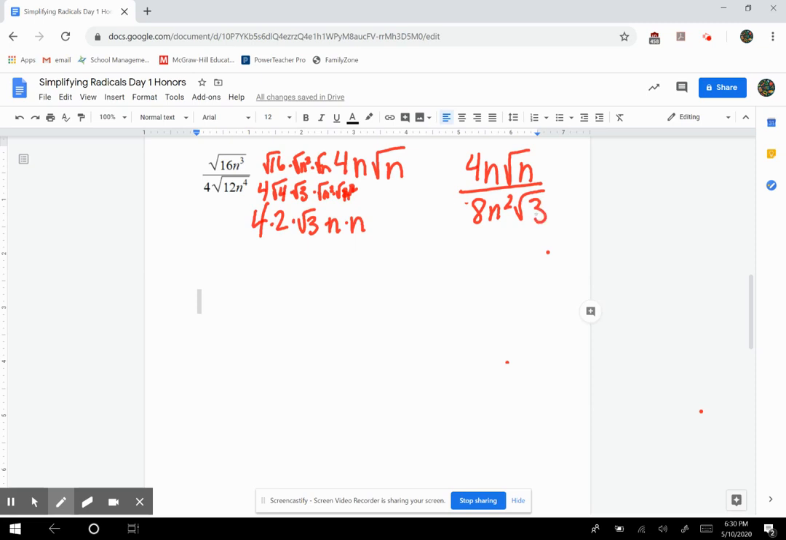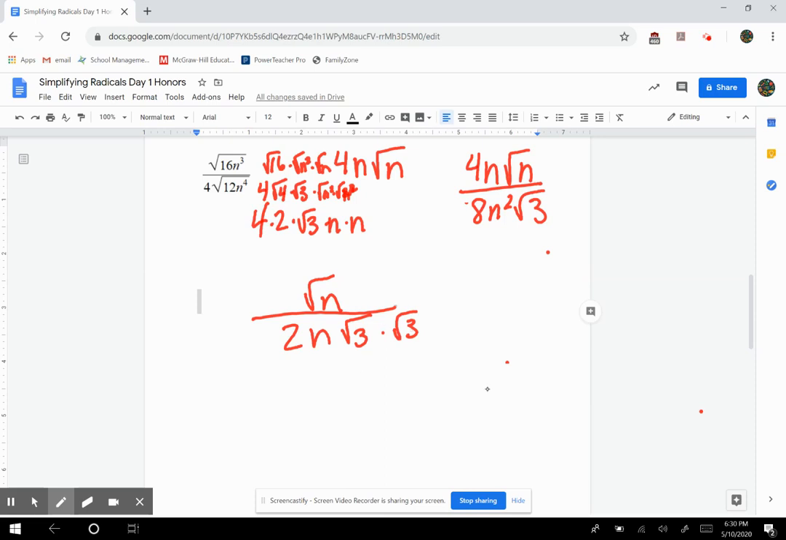We can reduce this. This will become 4 over 8, which is over 2. N over n squared has the n in the bottom. Square root of 3 square root of n. So now we have the square root of 3 that we don't want. So we're going to multiply both by the square root of 3.